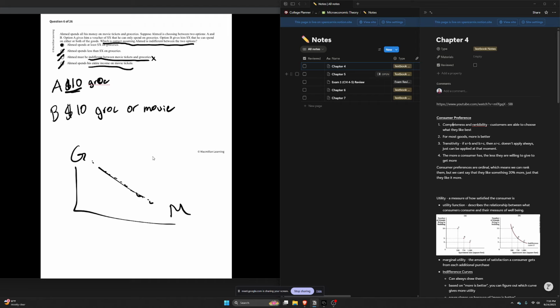Ahmed spends less than $10 on groceries. We know that's also not true because if you spend, say, $6 or $8, then he has, was that 4 or 6? No, $2 or $4 left over. And again, that's basically money wasted. So we want Ahmed to spend at least X amount on groceries. So at least $10 on groceries. That's the only one that really makes sense. So that's the answer that I chose.